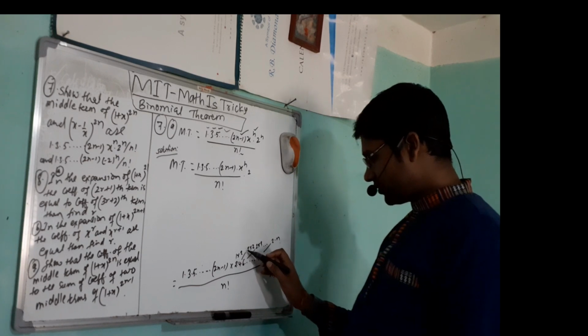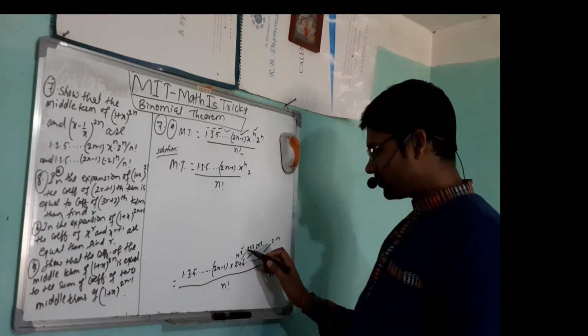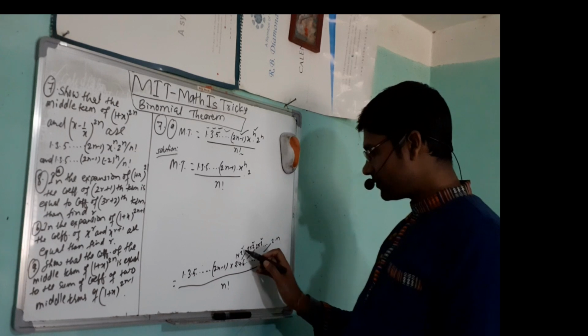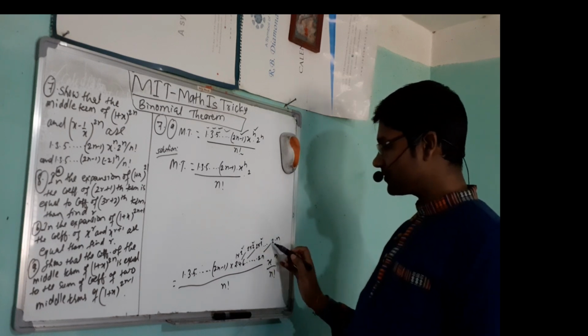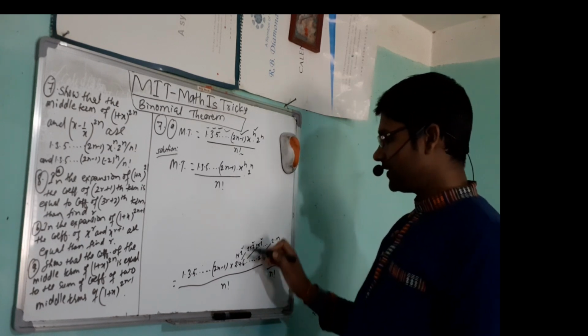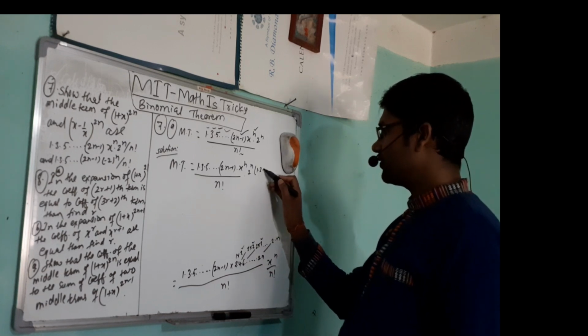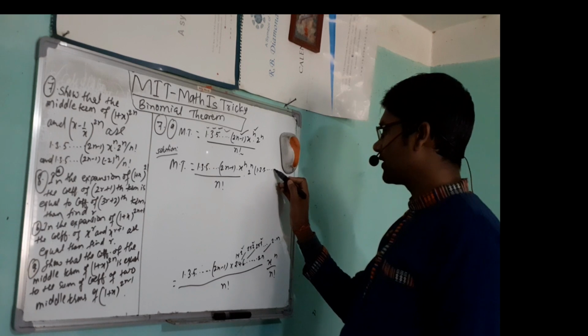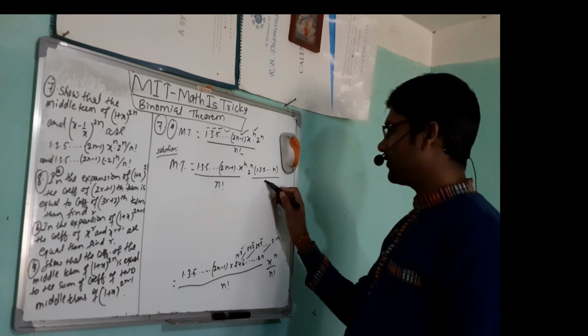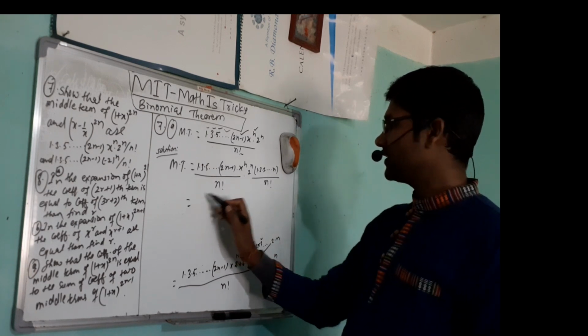If I take 2 common, I'll get here 1, 2, 3. From 3 terms we are getting 3 twos, so there are n terms, so we'll be getting 2 power n, 2 from each, and then the remaining will be 1 into 2 into 3 into dot dot dot n, by n factorial, and this is nothing but n factorial.